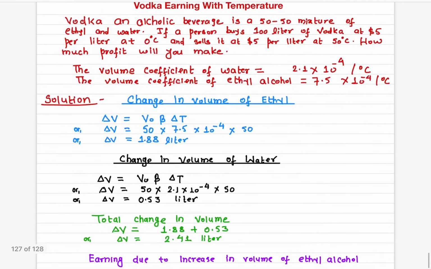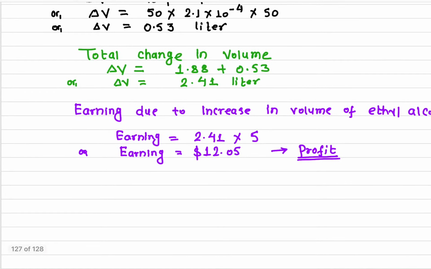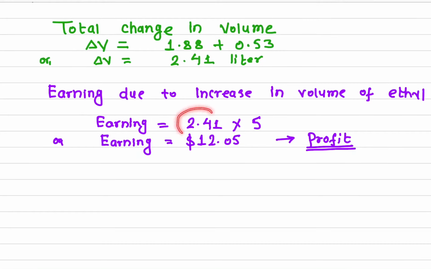You bought 100 liter of vodka, but at the end, when you sell it, you have 102.41 liter. And even if you sell at the same price, you're going to make profit. And the profit amount or the earning amount is 2.41, that's the increase in the volume, times the $5 per liter you're selling at. So the total profit you're going to make is $12.05. That's the exact earning amount you're going to make just by the increase in the temperature.